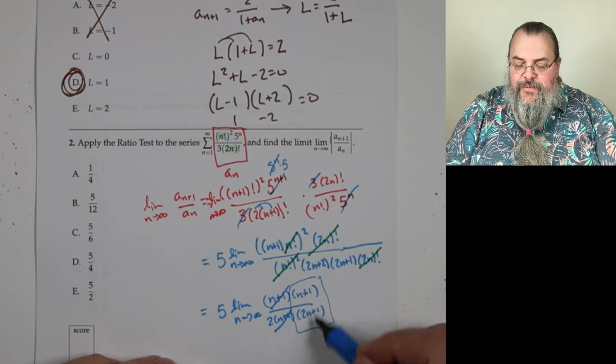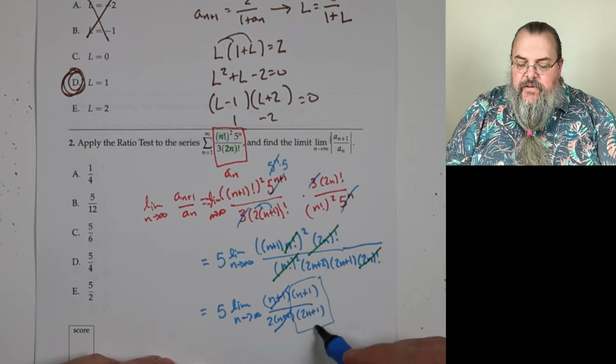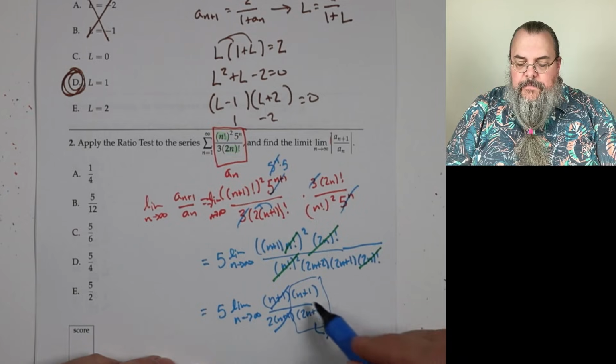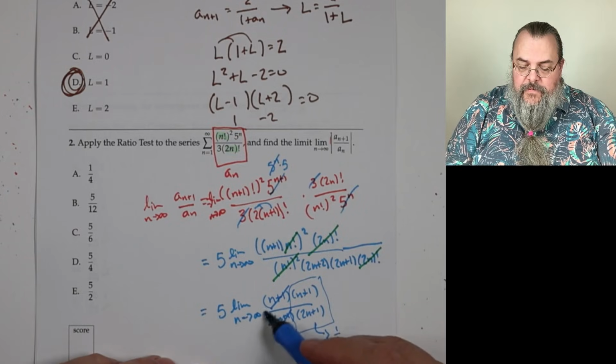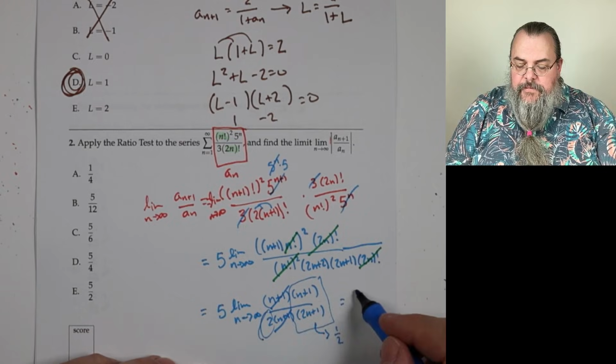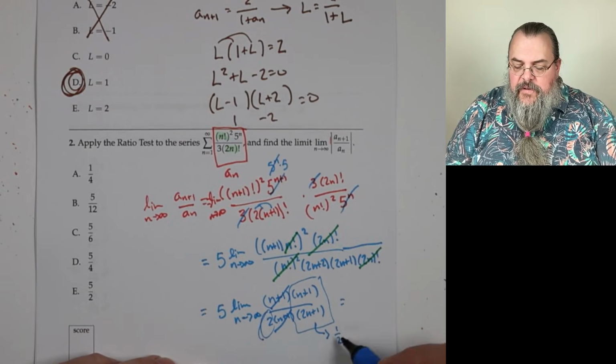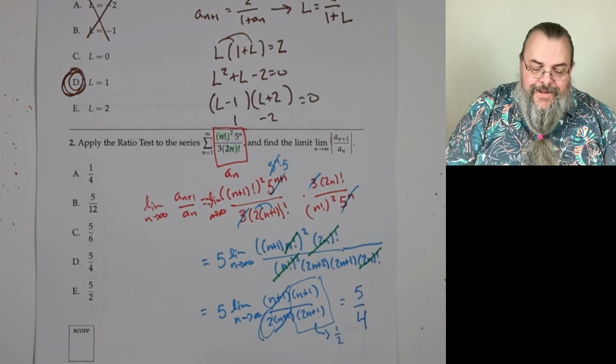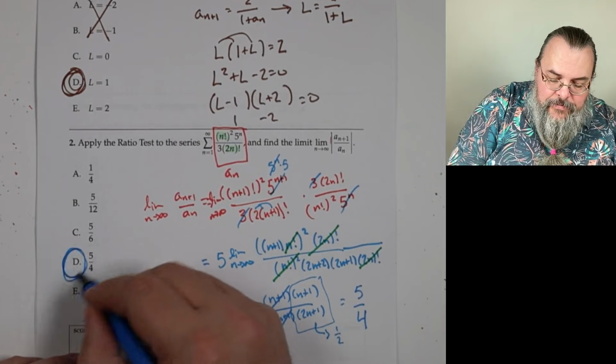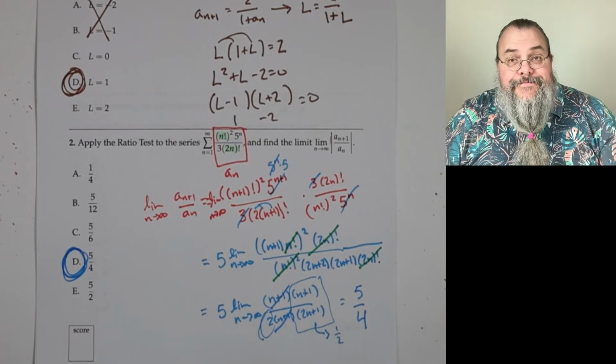And then you say, well, wait, that I can figure out. What's happening to n plus 1 over 2n plus 1? This is going to go to a half, leading coefficients. Don't forget that term. So what do you have? We have 5 times a half, or 5 fourths. There we go. And that's the answer.